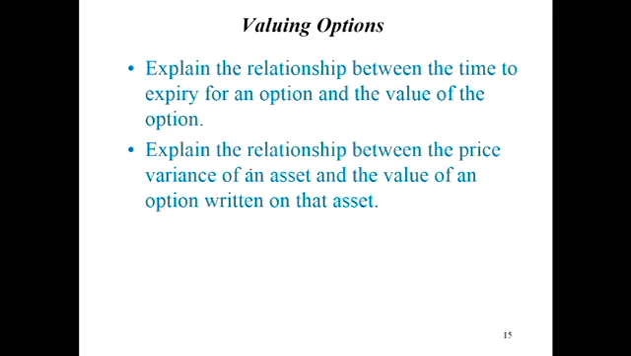Starting with the first one, what's the relationship between the time to expiry for an option and the value of the option, holding everything else constant? So everything else is constant. The only difference between two options is one has longer time to maturity than the other. How does that affect the value?